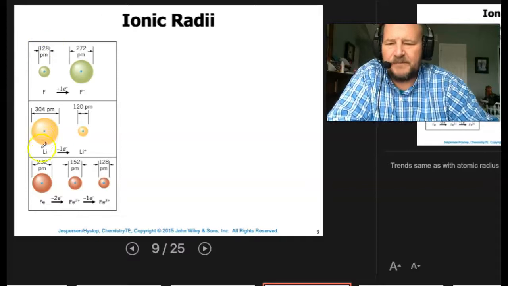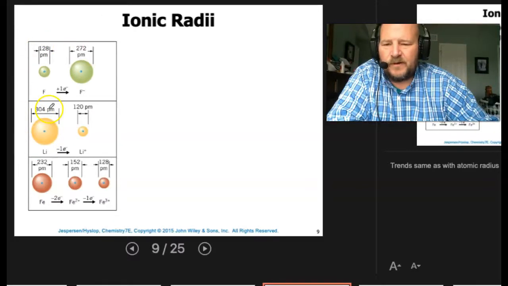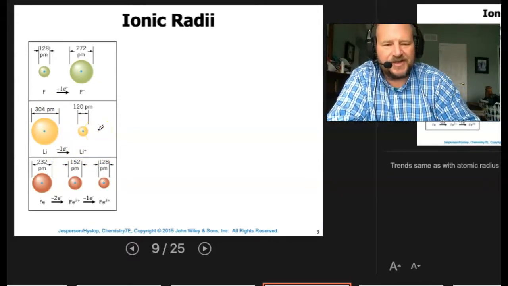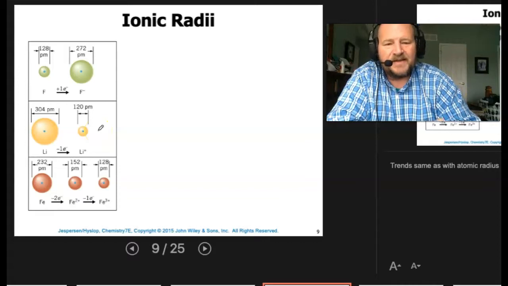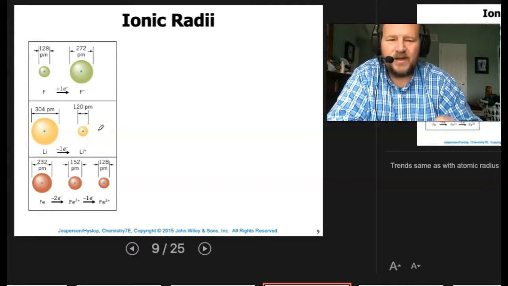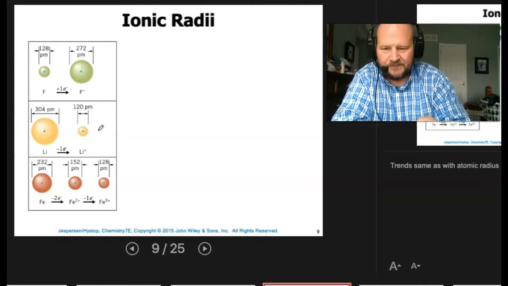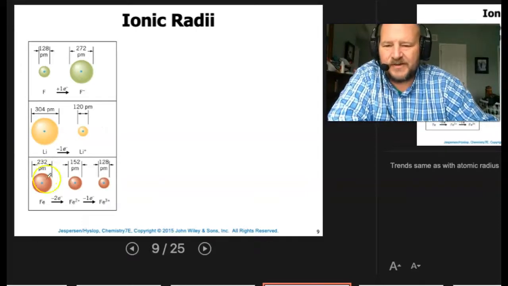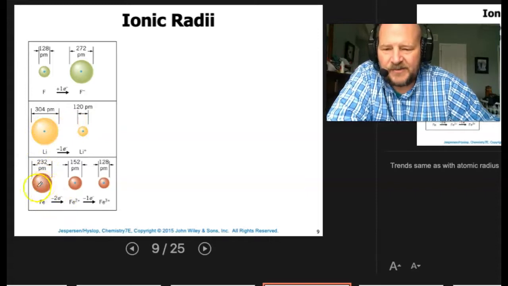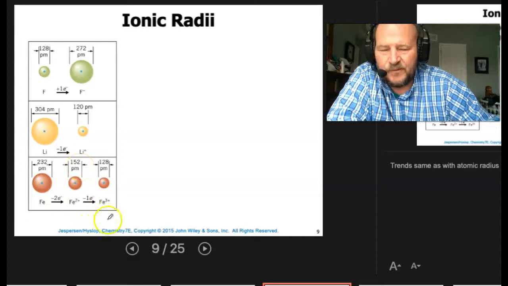Now for lithium, we see it at 304, but it becomes a +1 ion, and we see it shrinks. All right? And that's because, again, the Z effective charge is going to stay the same. But if I take an electron away, then that's 1 less electron that's going to feel that overall charge, which is going to pull everything in closer. Okay? Here's a nice little example with iron. Iron is 232. We get rid of 2 electrons. We see it drop to 152. We get rid of a 3rd electron, and it drops again.